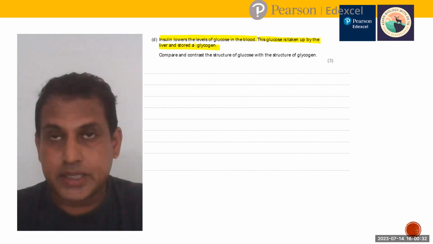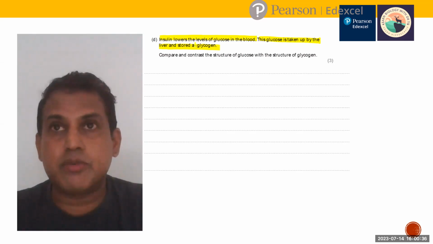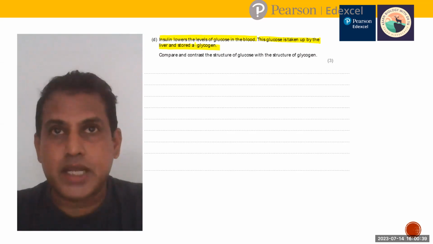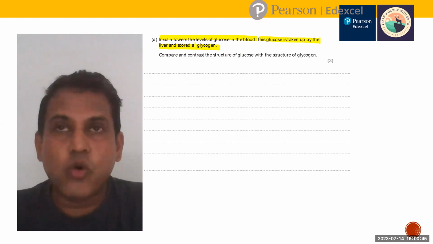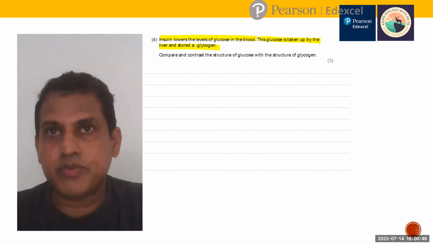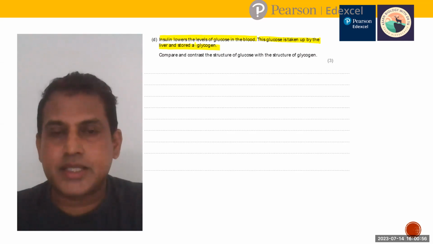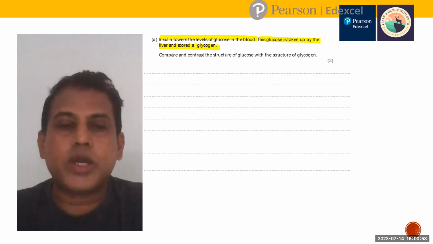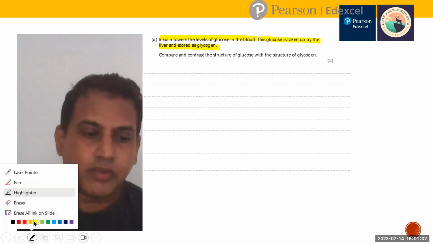So some cells in the body need insulin. We call them insulin dependent cells. And some cells, which are very important cells, such as nervous cells and blood cells, don't need insulin. Glucose can enter without the help of insulin. But some cells need insulin, such as adipose cells and muscle cells. Okay, compare and contrast the structure of glucose and glycogen.